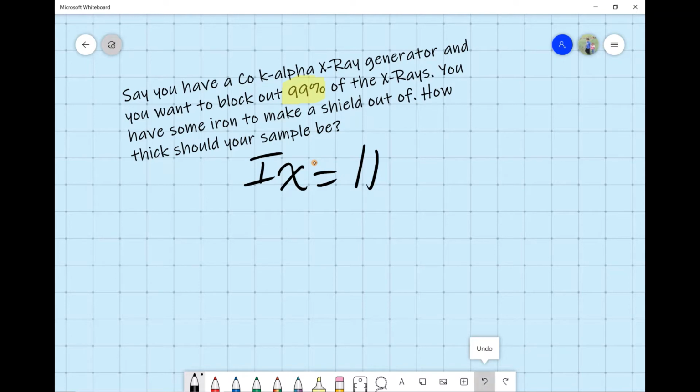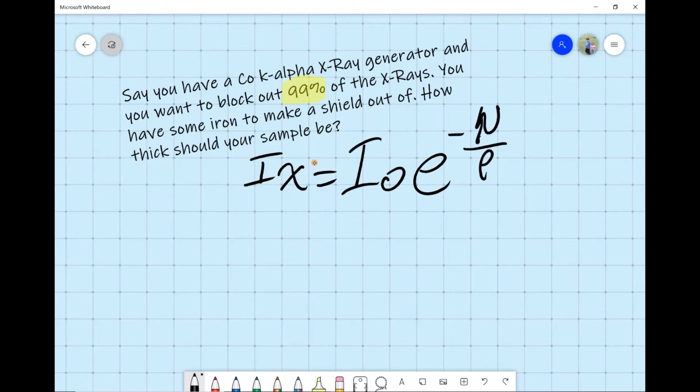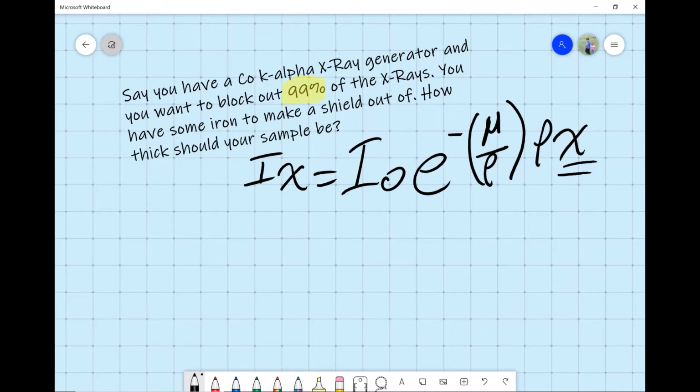It's supposed to be mu over density, density x. So we're going to solve for x. So this is how much is passing through, what the original was, I naught. Mu over rho, then rho x, and so I sub x, that's how much is going to pass through. I naught e to the negative mu over rho times rho x, and we're going to solve for x. And highlight that. That's what we're solving for.